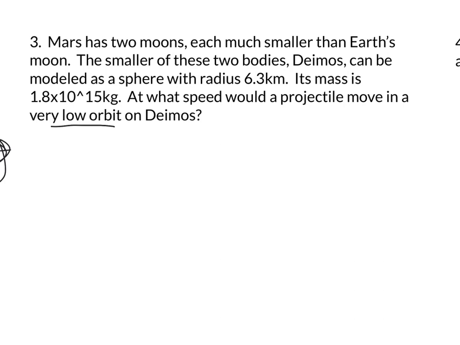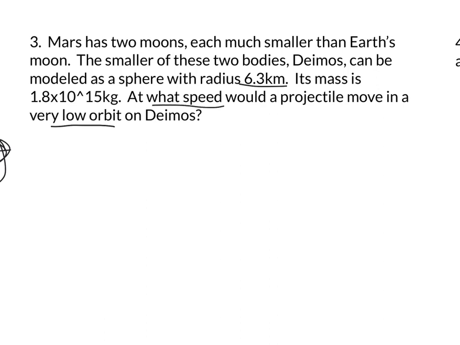So what I'm going to assume they're saying here, because Deimos is so small, is that what they mean by a very low orbit is basically at the surface of Deimos, or so close to the surface that it's not statistically significant, that we're within a sig fig. So let's say that the radius is actually the same as the orbital radius in this case for your projectile. We want to make this projectile orbit Deimos in uniform circular motion, and how fast do we have to make it go?